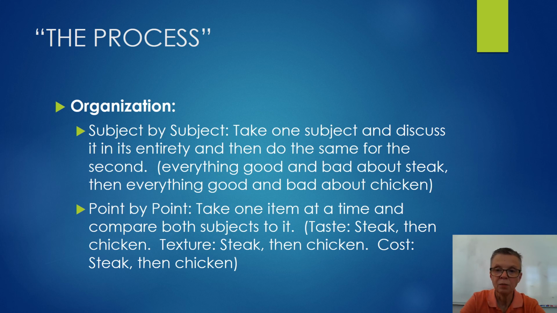The process, organization. There are a couple of different ways to do a comparison and contrast piece. You can do it subject by subject. Take one subject and discuss it in its entirety, and then do the same for the second subject. Everything good and bad about steak, then everything good and bad about chicken, for example. Or you can go point by point. Take one item at a time and compare it to each subject.